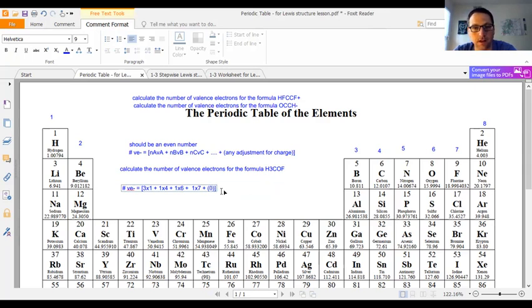Hopefully, fingers crossed, this is an even number. Seven plus 13, 20. 20 valence electrons. That means total in the molecule you would have, a bond is 2 electrons, right? Dot electrons, so bonds and dots, overall 20. Very useful information. Let's try another one.